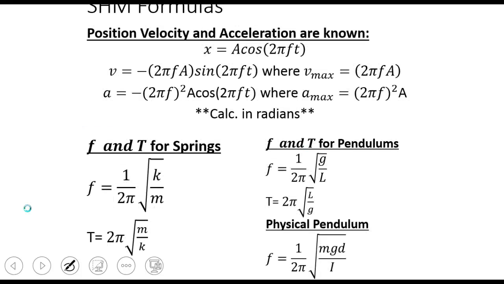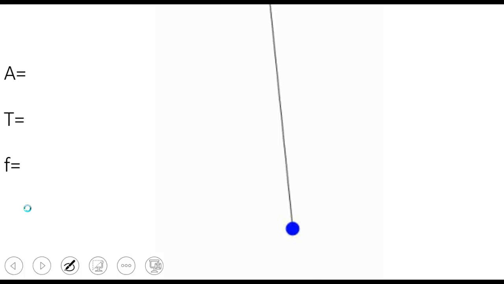All right, so these are your simple harmonic motion formulas. I'd like you to go ahead, pause the video, write these down, and then we're going to go through them and identify which formulas are relevant to what concepts as we go through. So go ahead and take a minute and write these down in your notes.